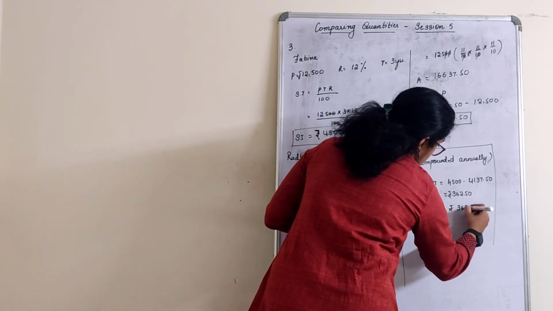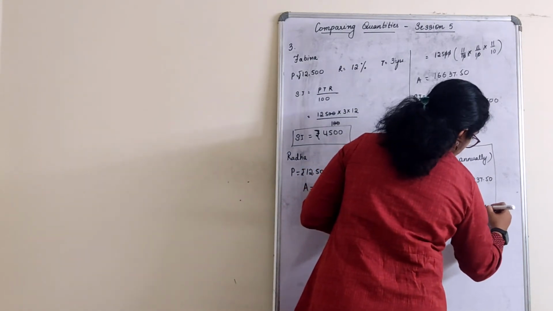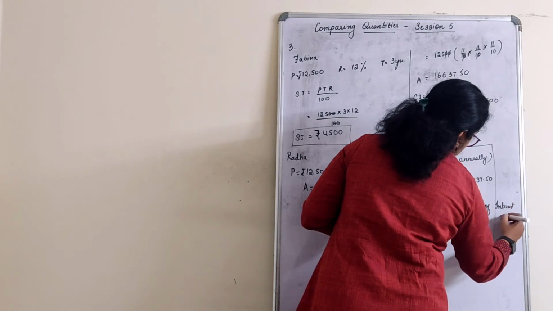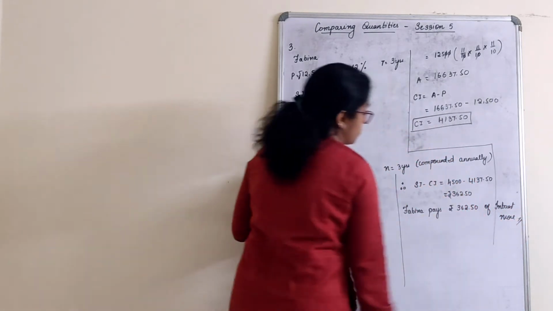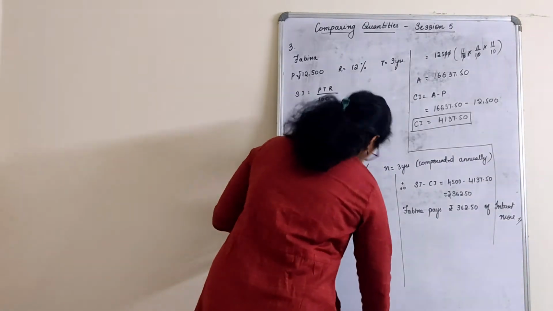You can give: Fevina pays rupees 362.50 of interest more. That's all, that is the answer. Just do it one below the other.